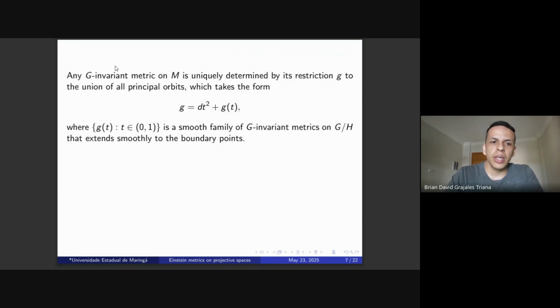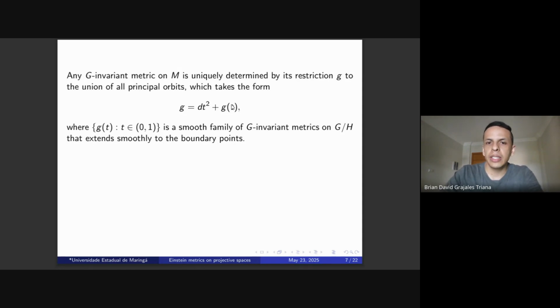And how can we describe the G-invariant metrics on M? The G-invariant metrics on M are determined by their restriction to the union of all principal orbits. That means that in the design I made, you can define a G-invariant metric only on the blue lines, without the singular points, and if I can extend that metric to the singular points, then that extension is uniquely determined. So we can consider a G-invariant metric on the whole manifold as a metric restricted only to the principal orbits, to the blue lines.